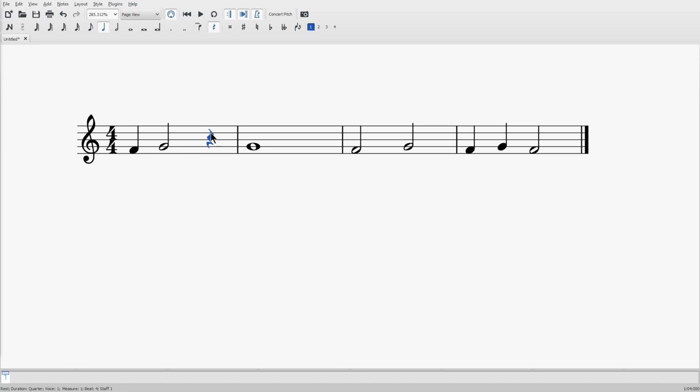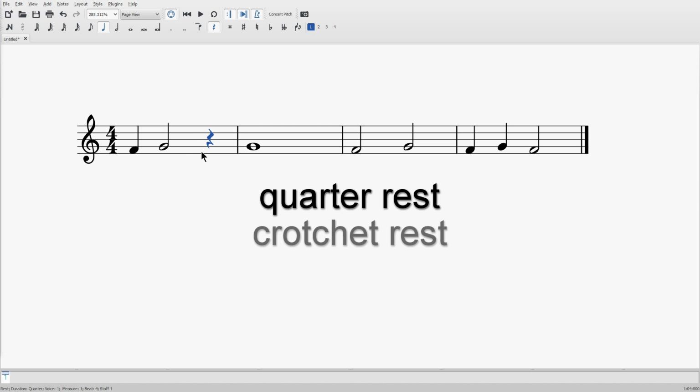This symbol here indicates a rest, and a rest is effectively the opposite of a note. The count still exists. This is still beat 4. It's just that we don't play a note on beat 4 anymore. So this symbol here is referred to as a quarter rest, or a crotchet rest if you're thinking in the old system. In exactly the same way as a quarter note is 1 beat long, a quarter rest is also 1 beat long.